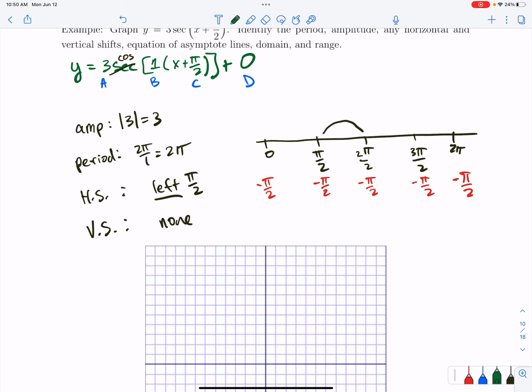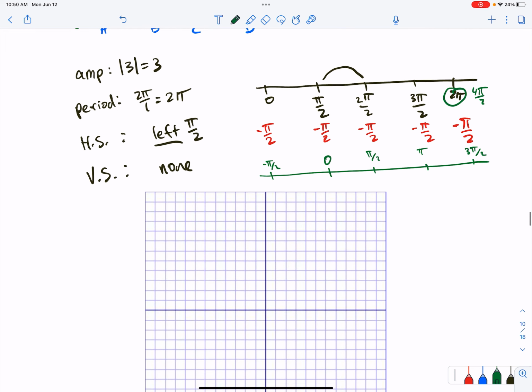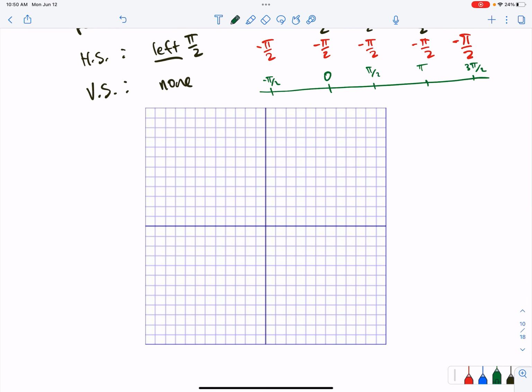And that'll give me my shifted period that we're going to look at. So this is negative pi over 2. Pi over 2 minus pi over 2 is 0. 2 pi over 2 minus pi over 2 is positive pi over 2. 3 pi over 2 minus pi over 2 is 2 pi over 2, which is just pi. And then 2 pi, to write that with a common denominator, 4 pi over 2 minus pi over 2 is 3 pi over 2. Okay, so I'm going to go ahead and map that out on this graph.